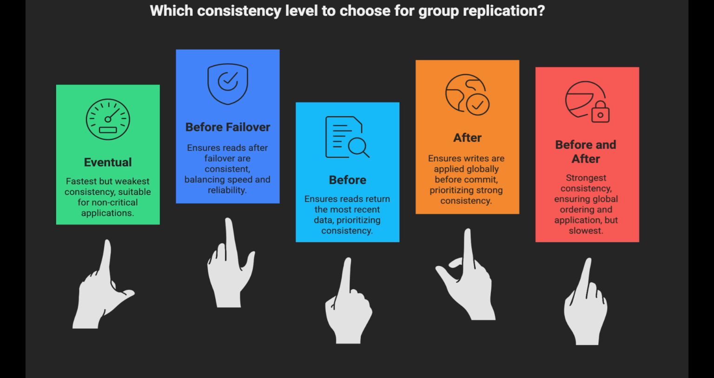You have 5 different levels you can set, usually per session. They range from eventual, which is the fastest but offers the weakest guarantees. Weakest meaning a read on a secondary might see data that's slightly older than the absolute latest commit on the primary. It'll get there eventually, hence the name. This is often the default. Okay, and at the other end?